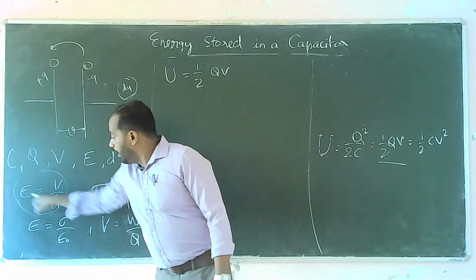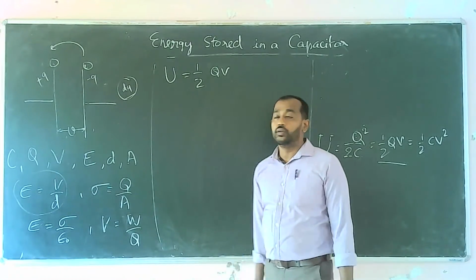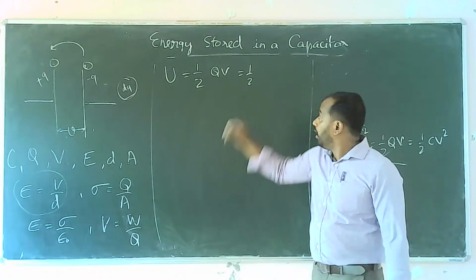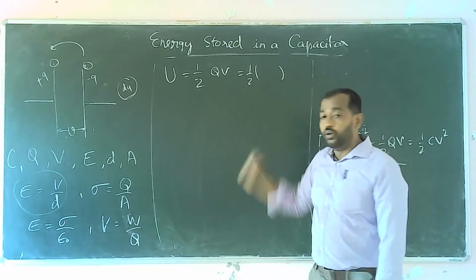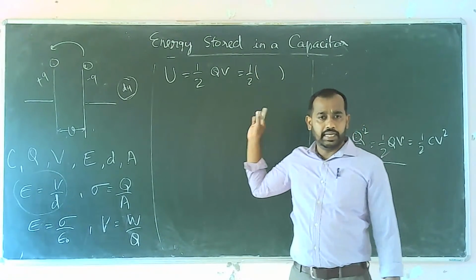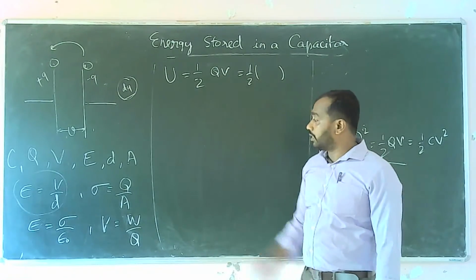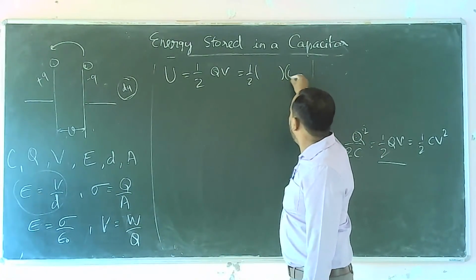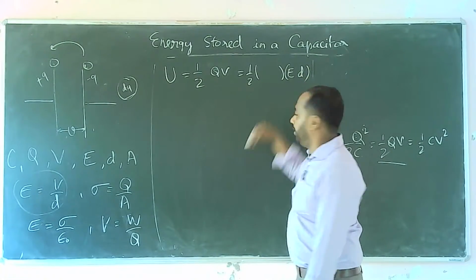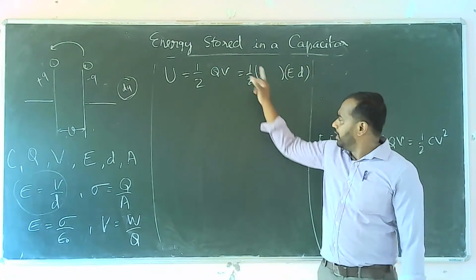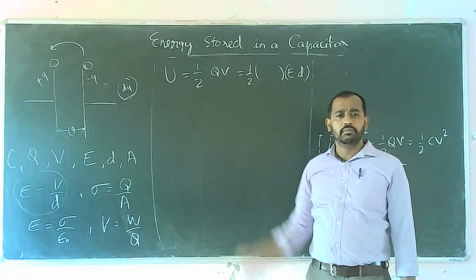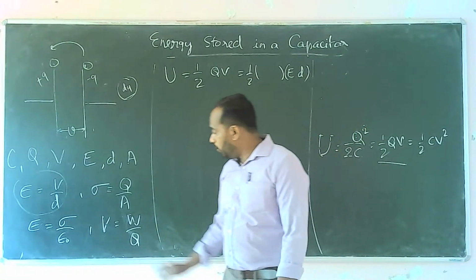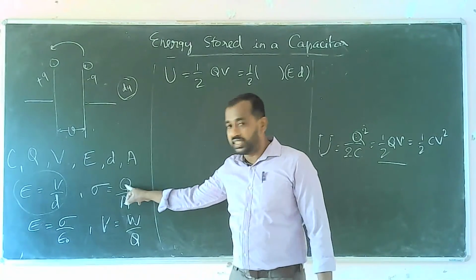V is equal to E into D. We are going to do that. So this will be equal to half into Q. I have not written that yet. But instead of V, we are going to write E into D. But here we also do not need the Q. We have to replace it with something else. Which one? We are going to make use of this equation.